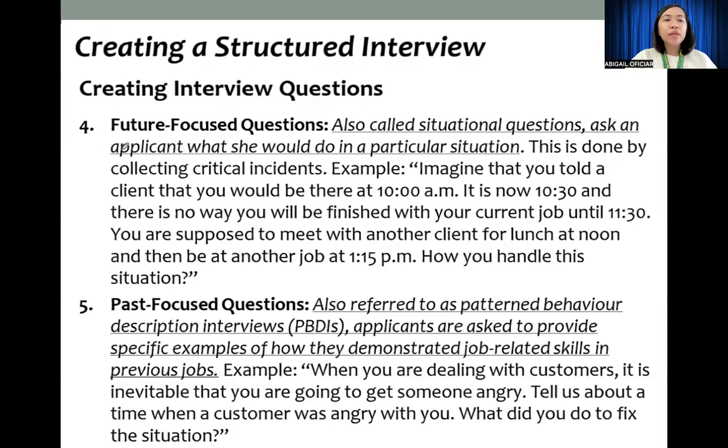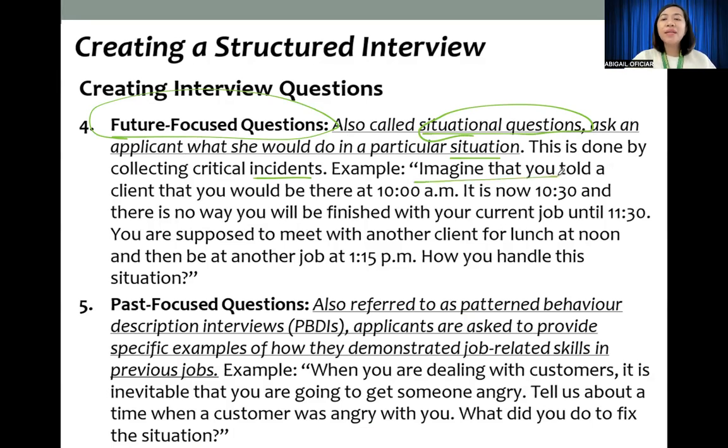Okay, next. Number 4, future focus question. This is also called a situational question. Do not forget this, no? As an applicant, what she would do is in a particular situation. So this is done by collecting critical incidents, no? Mga logbooks, tingnan natin doon yung mga situations na nangyayari sa mga empleyado natin, and then we can create a situation out of those. Then we will ask the applicants to answer those situational questions.